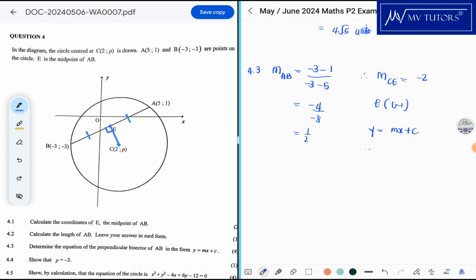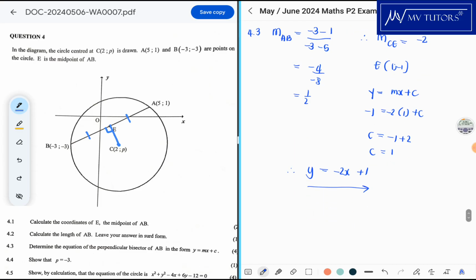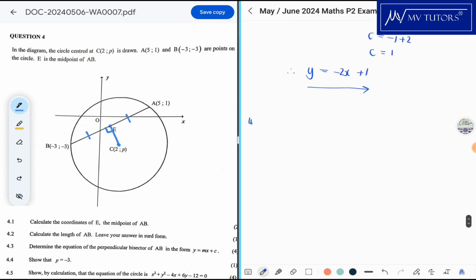So y is equal to mx plus c. I'm going to substitute -1 in the place of y, -2 in the place of m, 1 in the place of x, and then we can work out what c is, which is -1 plus 2, and that's just simply 1. Okay, so therefore our equation is y is equal to -2x plus 1. All right, so that's 4.3.